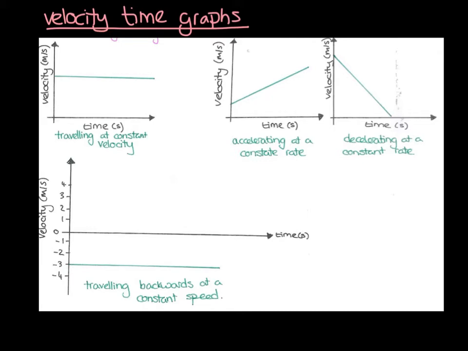If we've got a straight line like this but that has a gradient to it that we could calculate, that means the velocity is changing, and so we're accelerating. Here the velocity is getting bigger with time, so we can say it's accelerating. Here the velocity is getting smaller with time, so we could say it's decelerating.